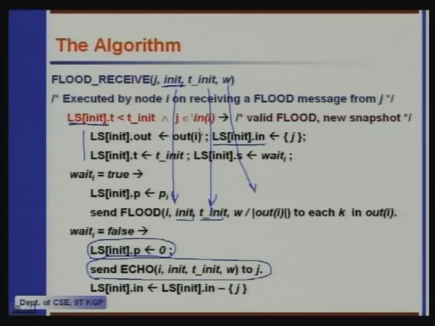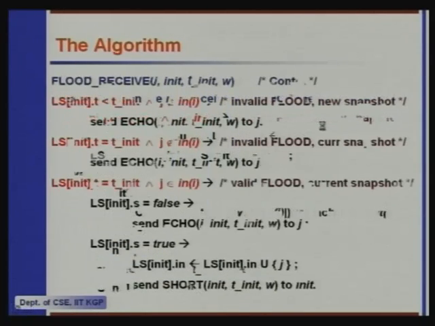That also increment. We will see in due course of time, when we get, see, this flood receive can reach a node along multiple paths, right. So, we will see that there the in will get incremented. Okay. So, this is only one case that we have looked at. This is the case where this is a valid flood for a new snapshot, but you will get valid flood messages for the current snapshot also, right. So, let us go to that next step.